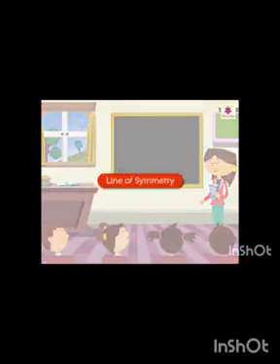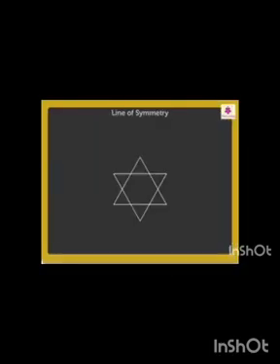Today, let's learn something different called line of symmetry. Let's start. Look at the Star of David. Now, let's fold this figure in half. You will notice that both the halves match each other exactly. If you can fold a figure in half so that the two halves exactly match, the figure is said to be symmetrical. The fold line is called the line of symmetry or axis of symmetry.